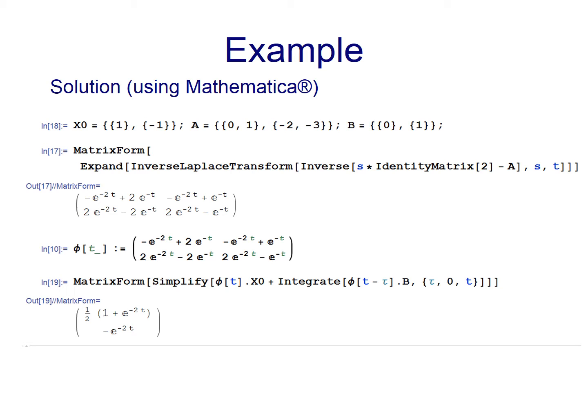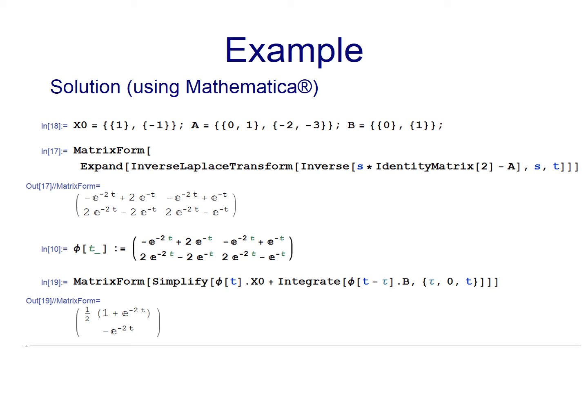So matrix form is just an instruction in order to display the solution as a matrix, and we are asking Mathematica to expand the following result, which is the inverse Laplace transform from s to t of the inverse, where Mathematica assumes that inverse is inverse matrix, of s, which is a scalar, times identity matrix of order 2, minus A. This is the form in order to obtain the state transition matrix phi of t. And here I am declaring this phi of t as a function. That's why we have t underscore here. And this is equal to the previous result.